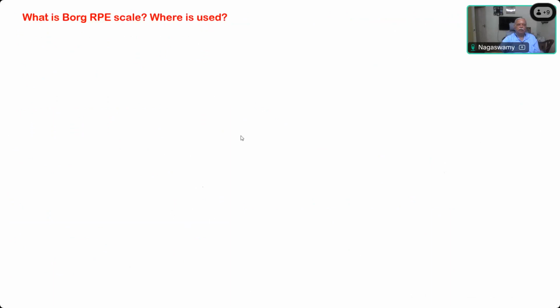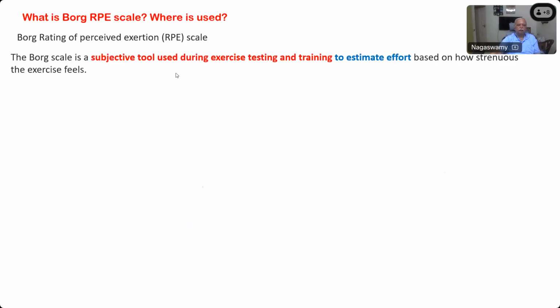The Borg RPE scale, where is it used? This is what I told you in the rehabilitation slide and told you I will show you that. The Borg rating of perceived exertion scale. It is a subjective tool used during exercise testing and training to estimate the effort based on how the patient feels.